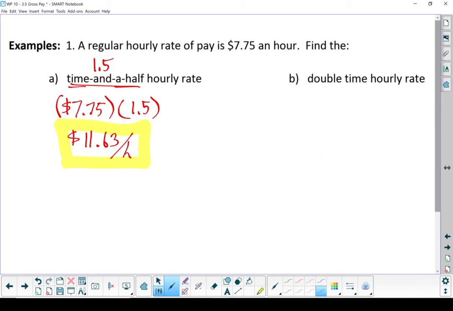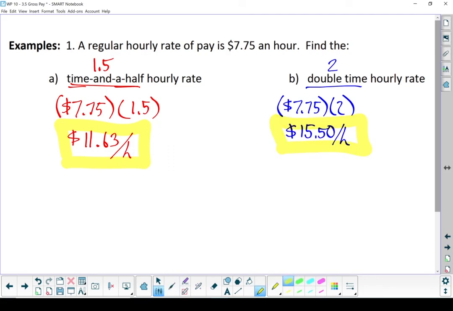If your overtime is paid at double time hourly rate, well, double, that's times 2. 7.75 times 2 gives you $15.50 per hour. Both of those are quite a bit more than your base hourly rate.